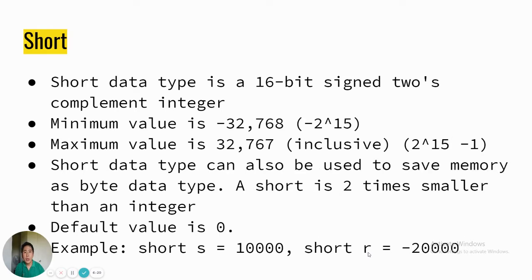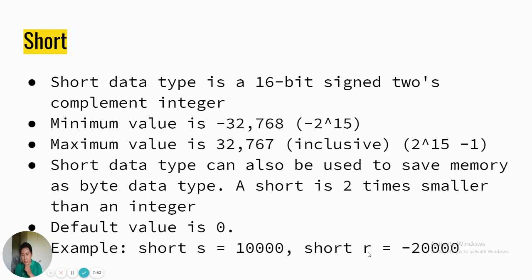Next, guys, is short. Short is bigger than byte. The short data type is 16-bit. The minimum value of short is negative 32,768, and the maximum value is 32,767. The short data type can also be used to save memory like the byte data type. It is 2 times smaller than an integer. So the first one is byte and then short. The default value is 0.